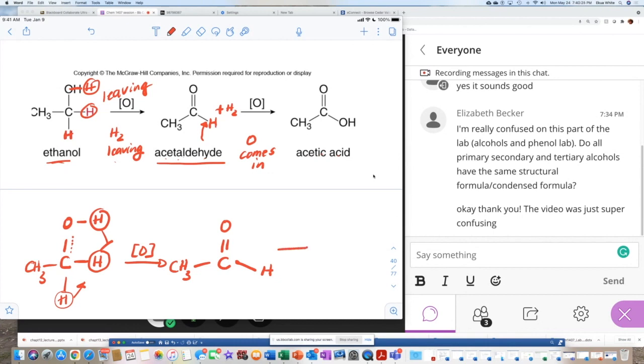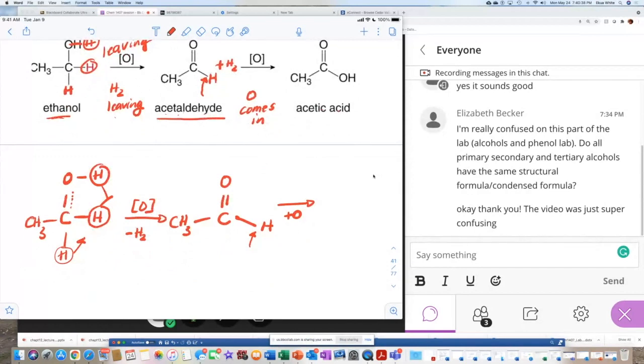In the second step, so essentially in the first step, you're losing two hydrogens, right? In the second step, you're adding an oxygen. And the oxygen adds right here to make the carboxylic acid. So CH3, C double bond O, and then OH.